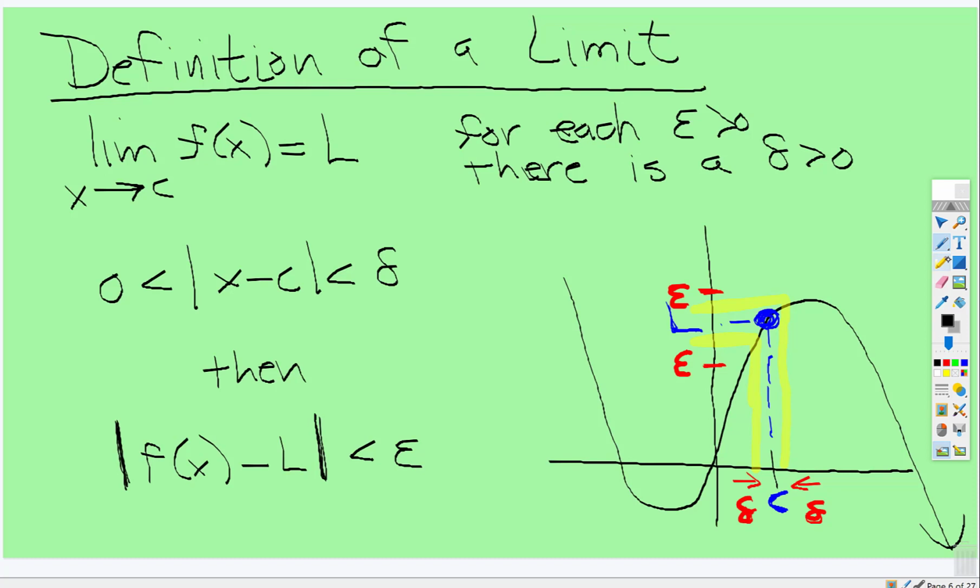And essentially what that is saying is, if you look at this example of this negative cubed graph, as we get really, really close to this c right here, infinitely close, those pieces are called the deltas. Well, if you follow those deltas up as it gets really, really close to that height and then go over, it falls really, really close to the limit, and we call that epsilon.